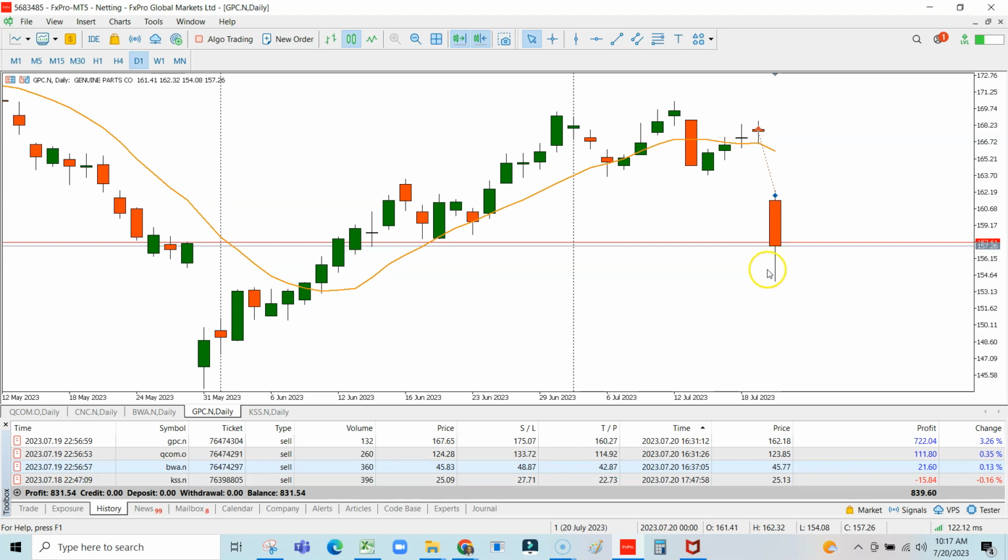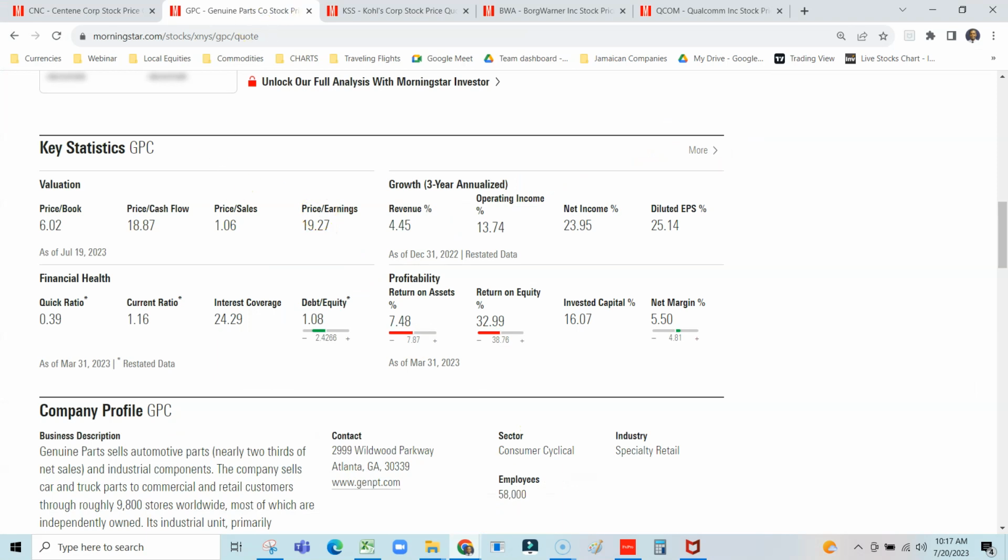To be honest, I really should have made about $2,000 on this trade. I'm being 100% honest, right? But let's just move on to Kohl's.